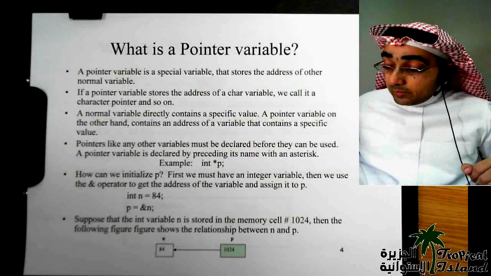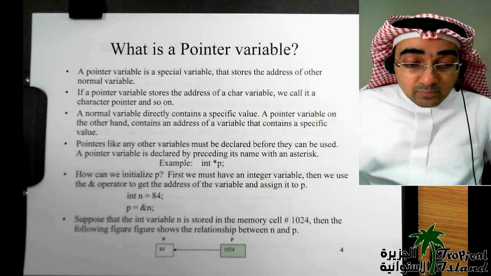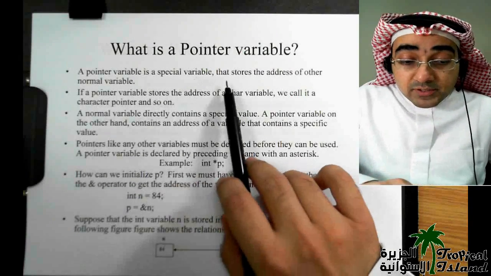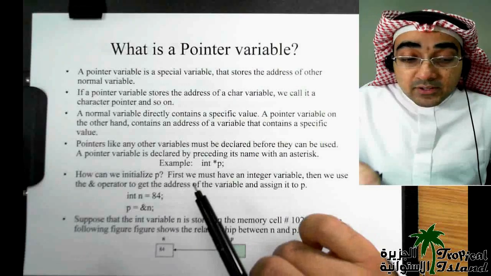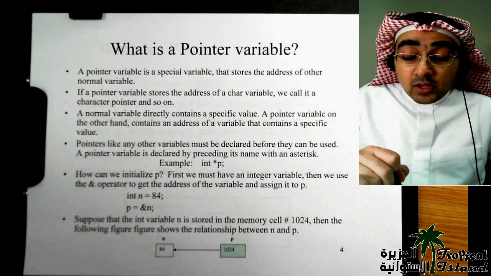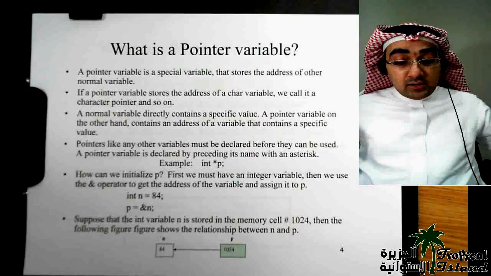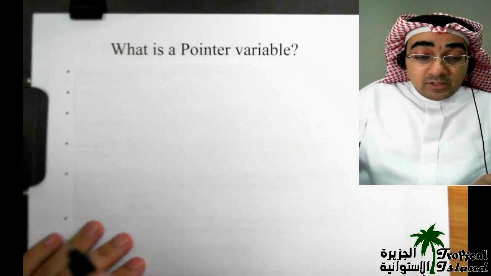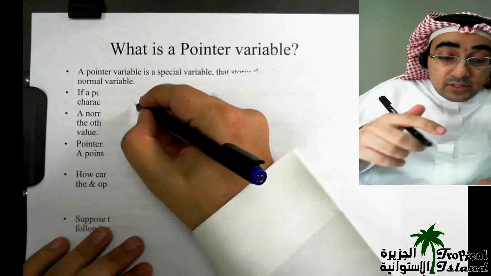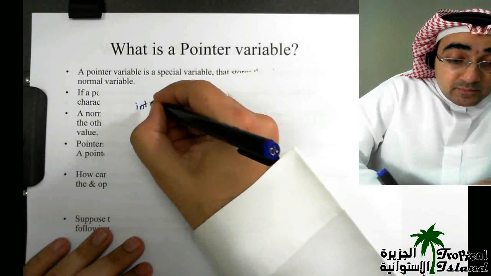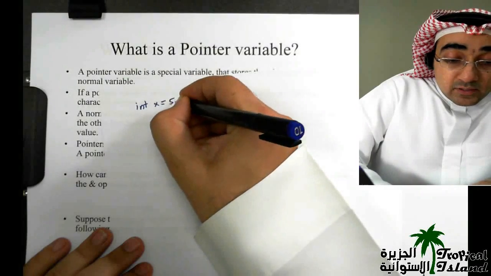Okay, so now that we understood this, let's go now to our pointer variable. So what are pointer variables? A pointer variable is a special variable that stores the address of another normal variable. So eventually what I'm saying here is your memory, suppose that you write over here the same example, int x is equal to 5.